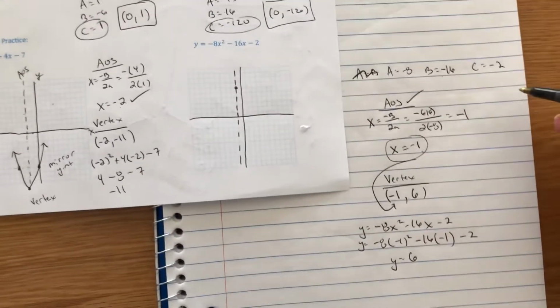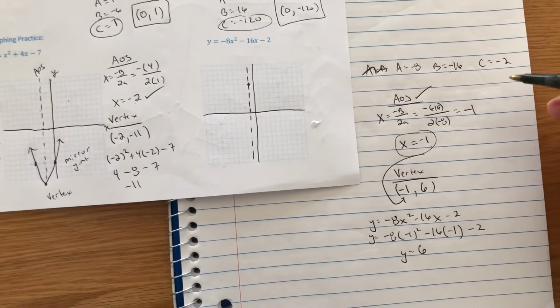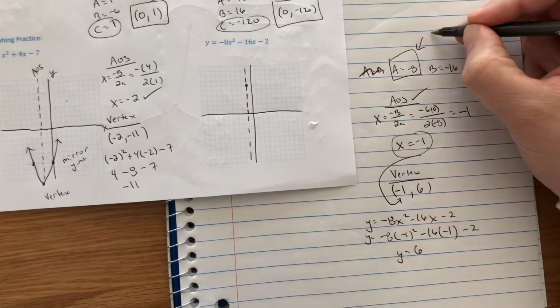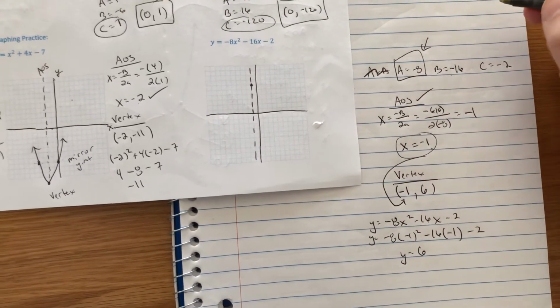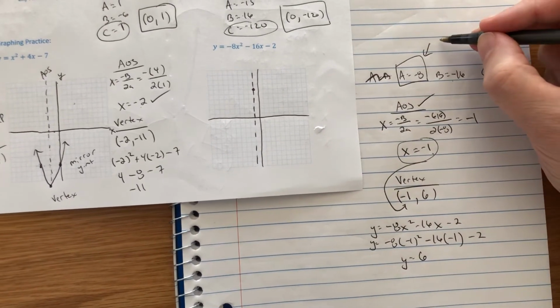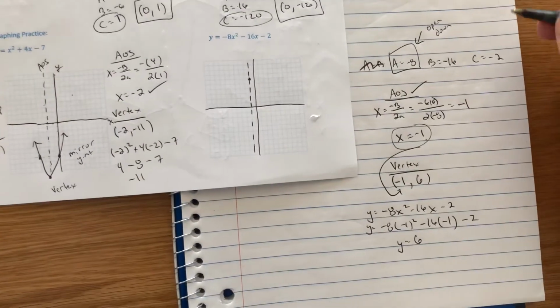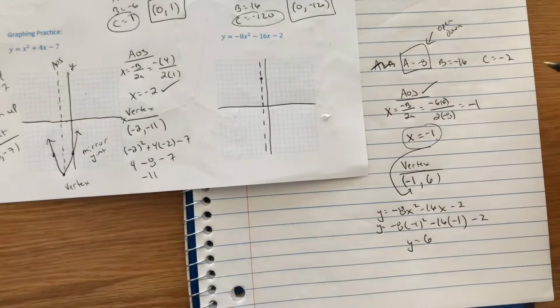Okay, now is this opening upward or opening downward? We should be able to tell by looking at our friend Mr. A. It's negative. Is that going to be happy or sad? That's a sad parabola. Very sad. It's going to open down. Okay, so we know this is going to be a downward facing parabola.